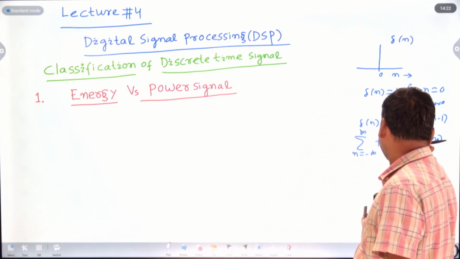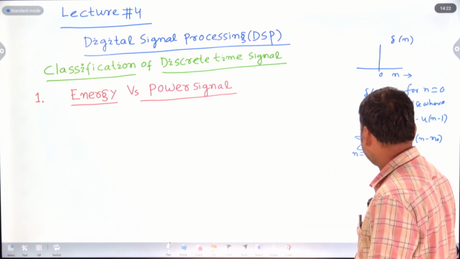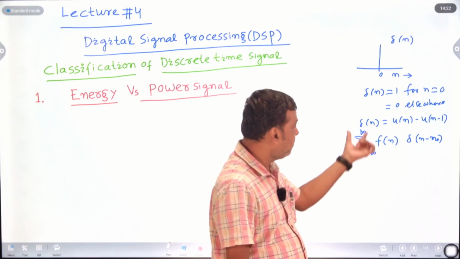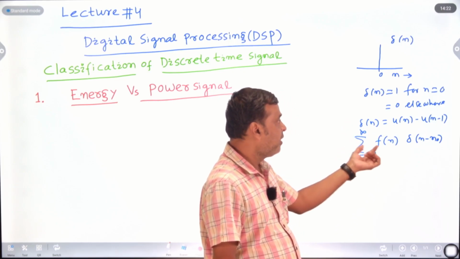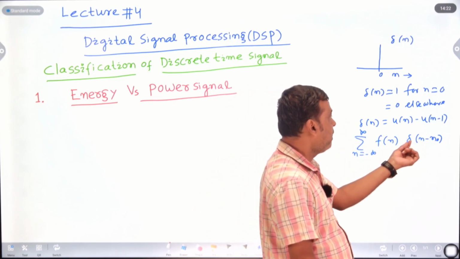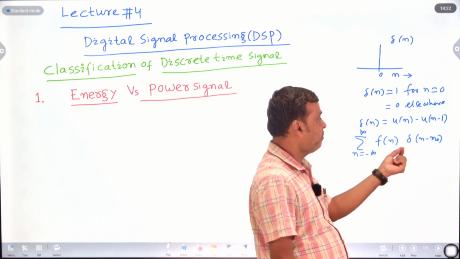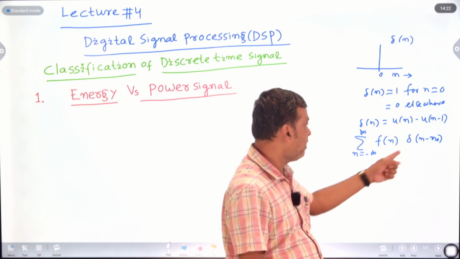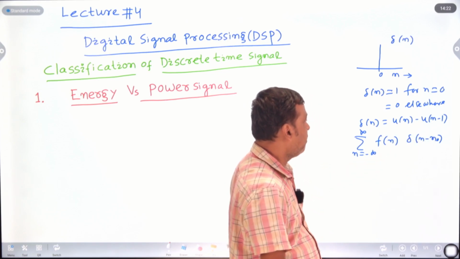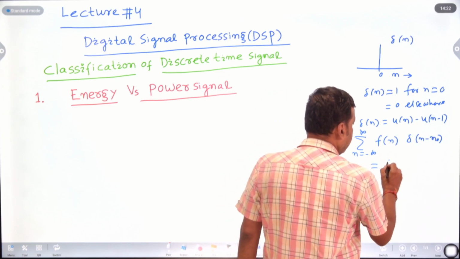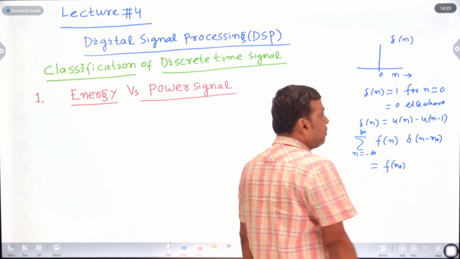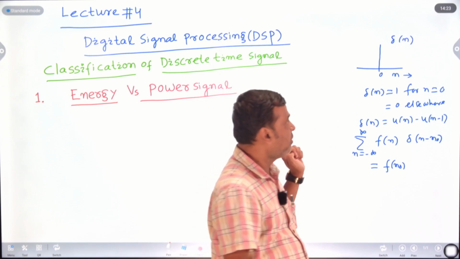If the shifted impulse sequence is multiplied with any function, and the condition is that the point must lie within the limits, then delta of n minus n naught means n minus n naught equal to 0, or n equal to n naught. So in place of n we put n naught, and the value will be f of n naught. These are the two vitally important properties of the impulse sequence.